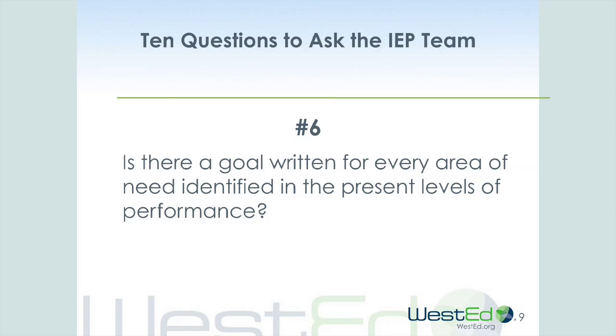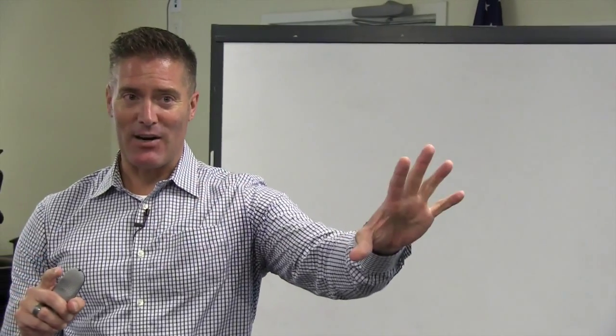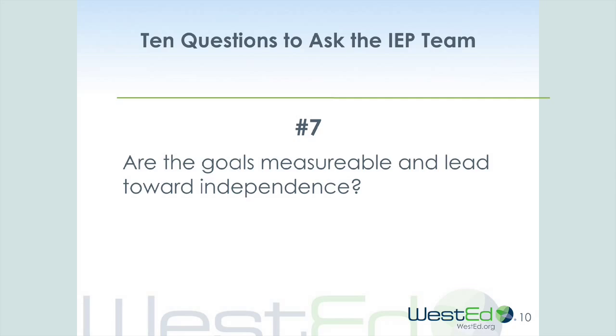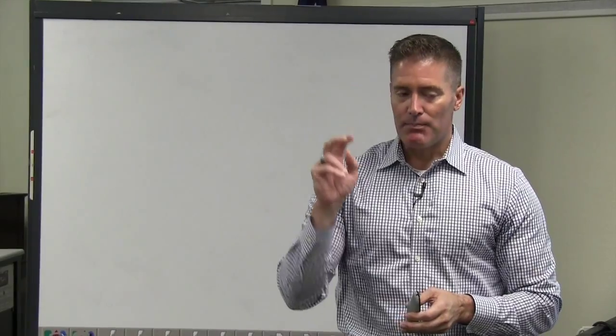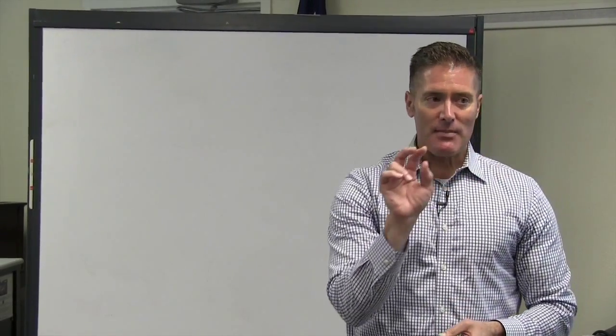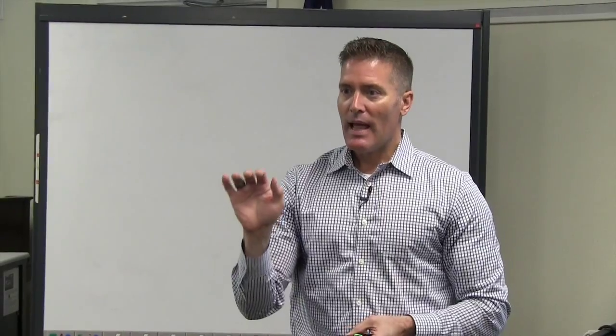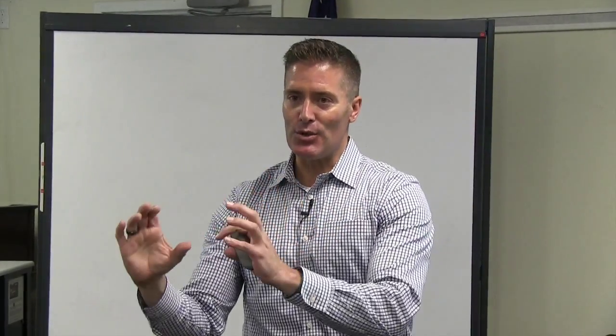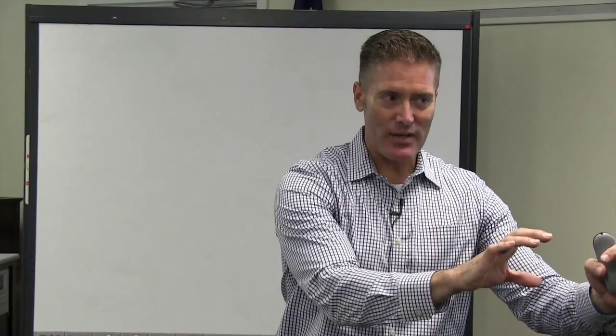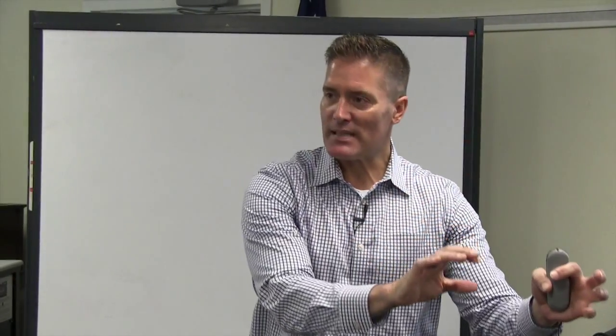Is there a goal written for every area of need identified in the present levels of performance? One-to-one correlation, remember we talked about that. I should see an area of need, I should see a goal. Are the goals measurable and lead toward independence? This one, here's your frame. The goals have to be observable and measurable, and do they lead to independence? Meaning, when the year starts, the student is able to do whatever the goal, whatever the expectation is, more independently than when we started.